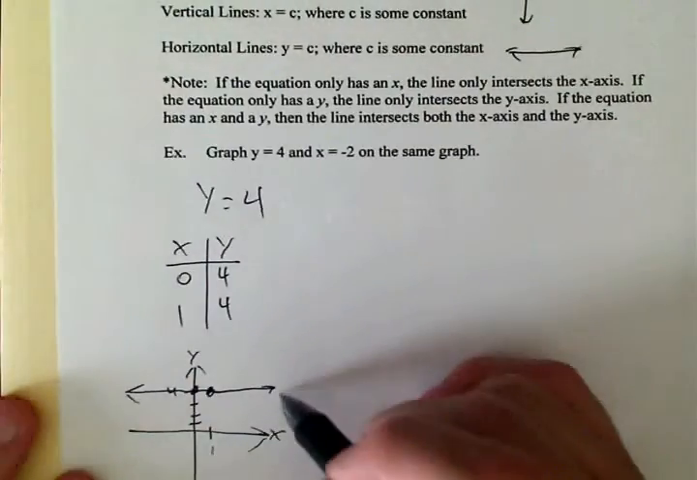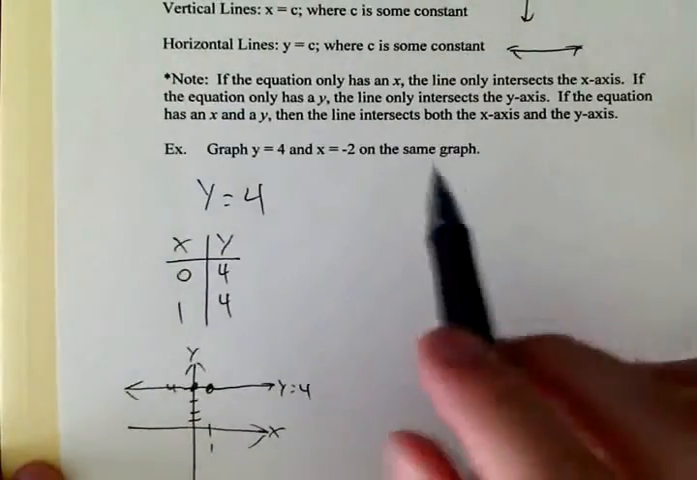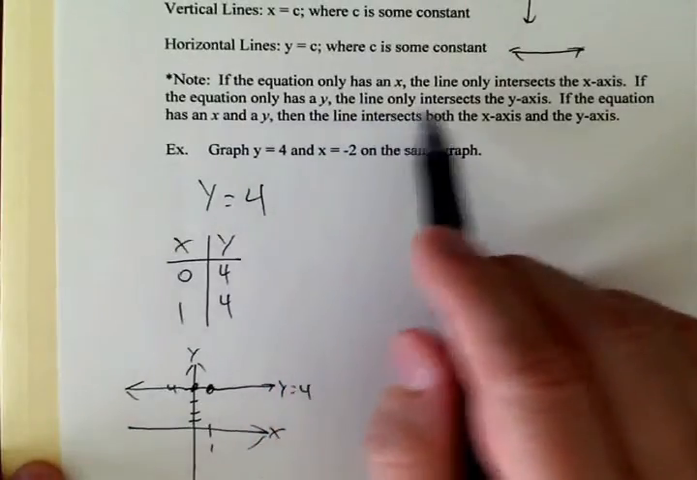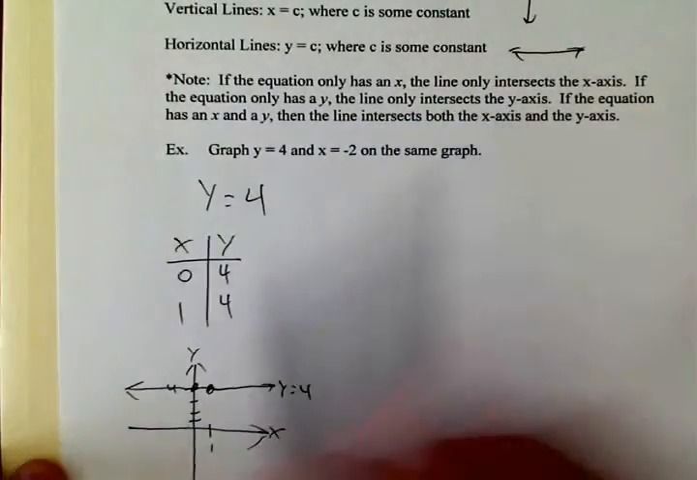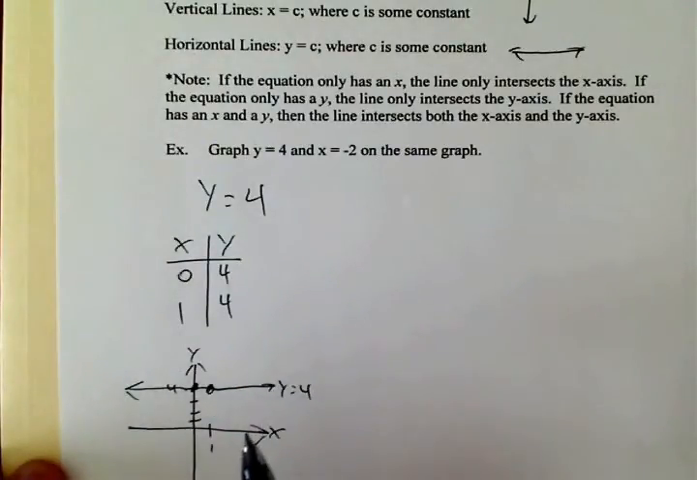horizontal line, y equals 4. Now notice what it says up here. If the equation only has a y variable, then the line only intersects the y-axis. So if it's y equals, it goes through the y-axis, horizontal line.